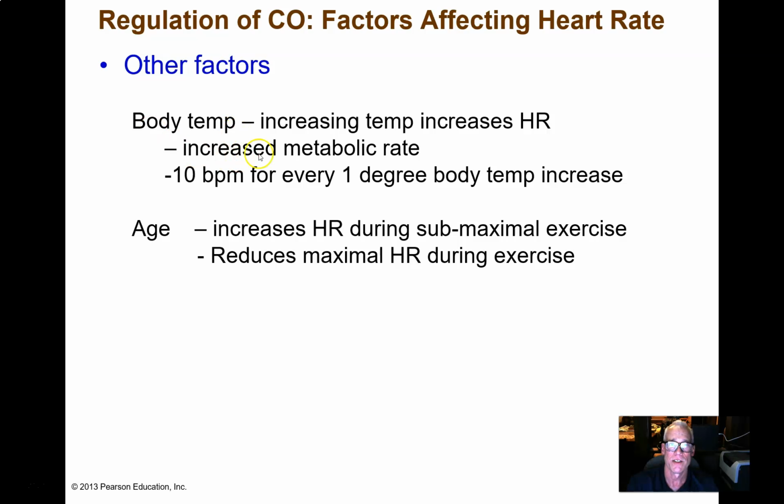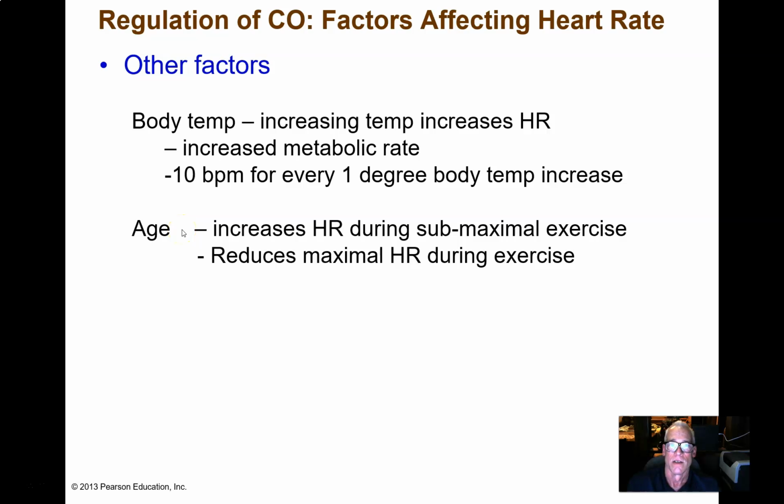Body temperature, how interesting is this? If you get a fever, for every degree of increase in body temperature, your heart rate will jump up about 10 beats per minute. It just activates everything faster, and your brainstem is controlling the heart rate, right? The so-called cardioacceleratory center. We'll talk about that next chapter.